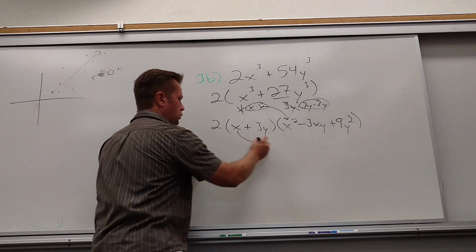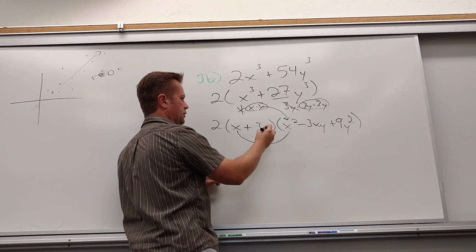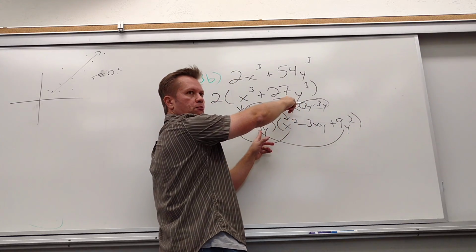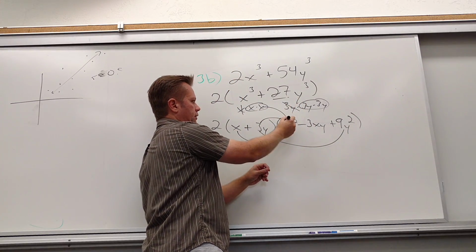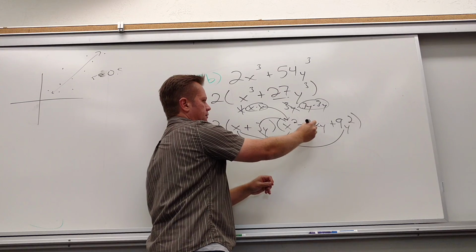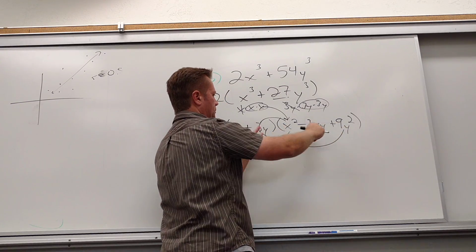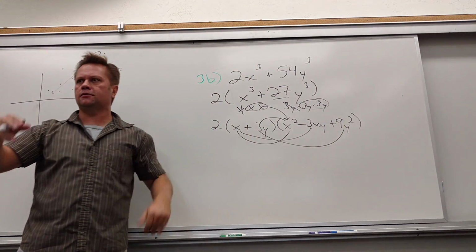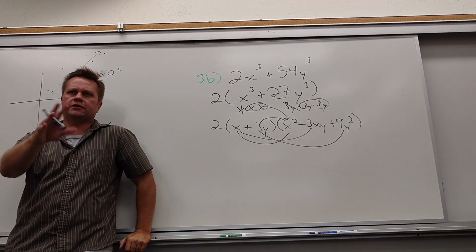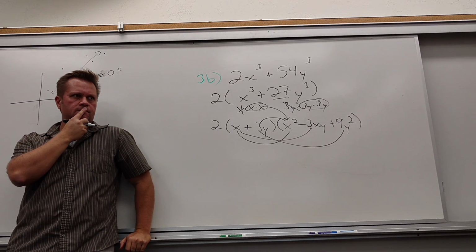So you can see the x cubed, bam, right? You can see the plus 27y cubed, bam. Then you see this ugly thing there, but this kills that. And you see this ugly thing there, but this other thing kills that. It's beautiful. That little middle dude kills the other stuff that you don't want.